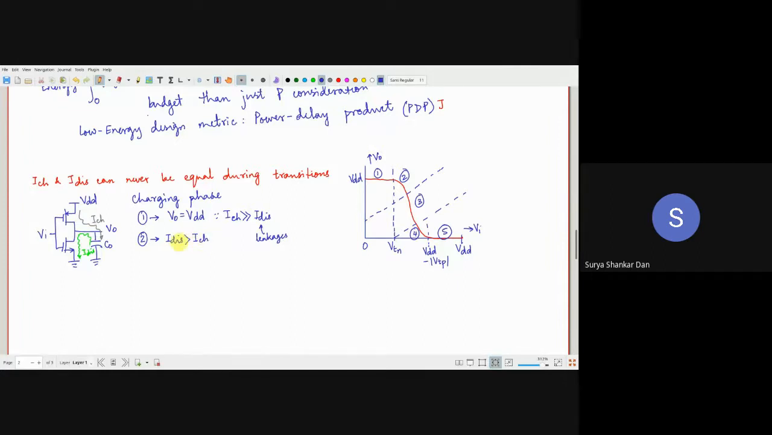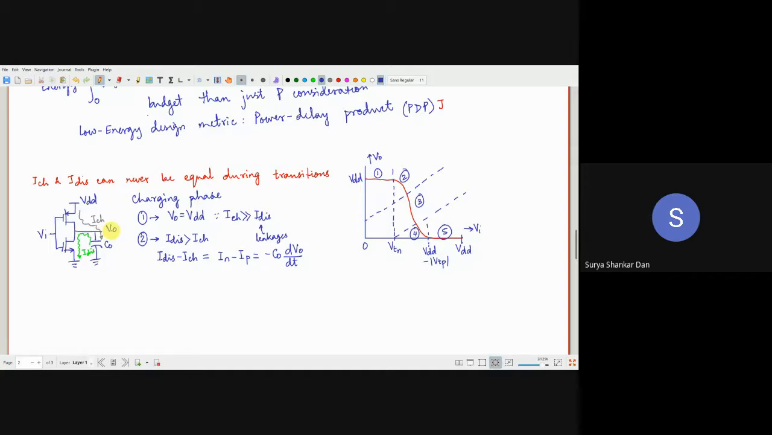Okay, that is the reason why the voltage at the output node starts falling, because more current is flowing. So basically, how much current is flowing out? Basically, I discharge minus I charge. Or in other words, I discharge is the current through the N MOSFET and I charge is the current through the P MOSFET. This will be the effective current which is reducing the voltage at the output node.